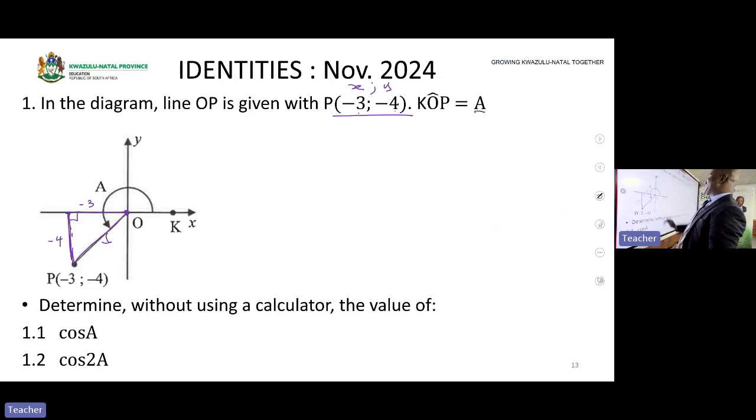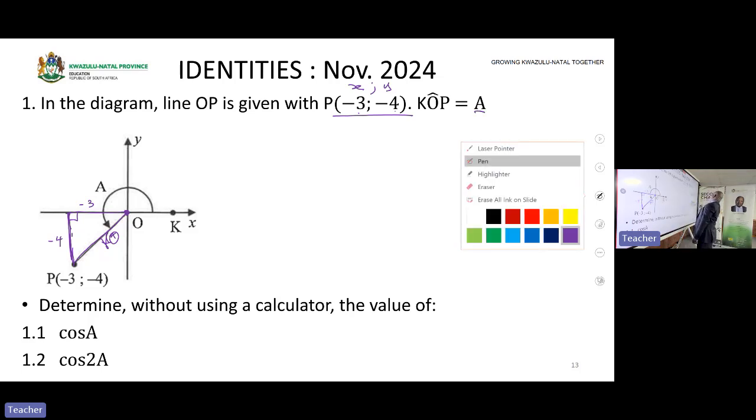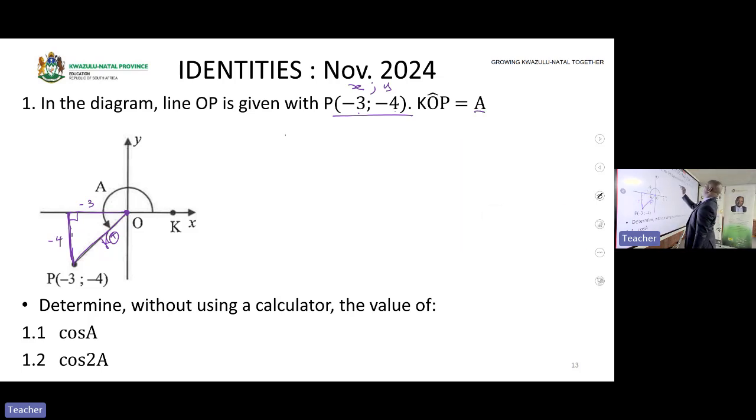So in this right angle triangle, what we don't have is the distance R. And R, let us recall, is always positive because it defines a distance. We then apply the Pythagoras theorem to determine the value of R. How would you do that? We are going to say x squared plus y squared equals R squared. Our x here is -3 all squared plus -4 all squared, which equals R squared.